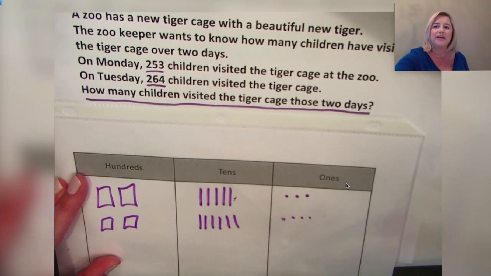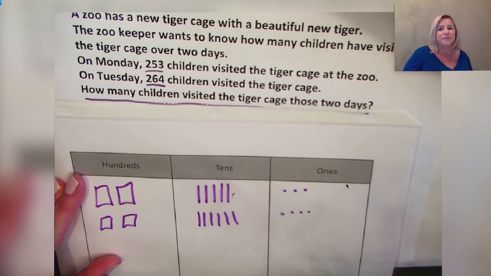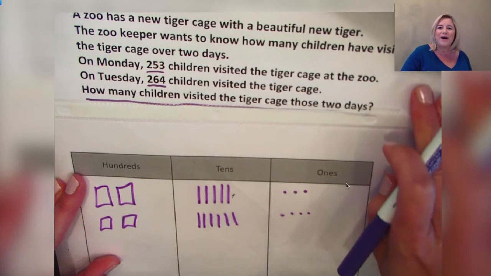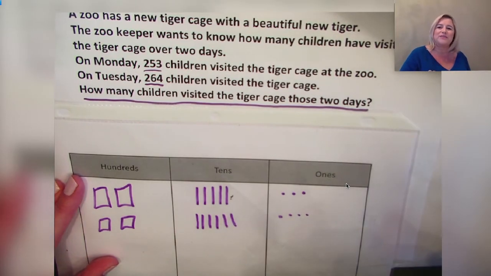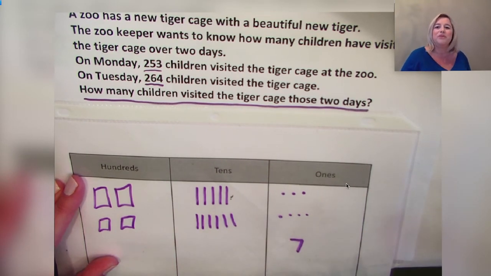So I will count and combine my ones. I have 1, 2, 3, 4, 5, 6, 7. Do I need to regroup? Correct. No, I don't need to. I have 7 ones without having to regroup. 7 is less than 9. Good job. So I will write the 7 below my ones column. Will you add the 7 to your chart as well?